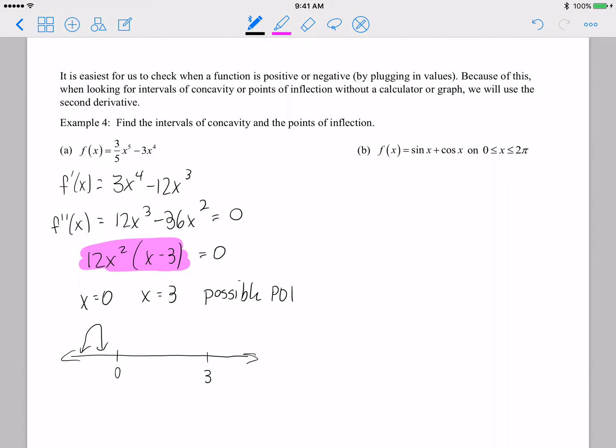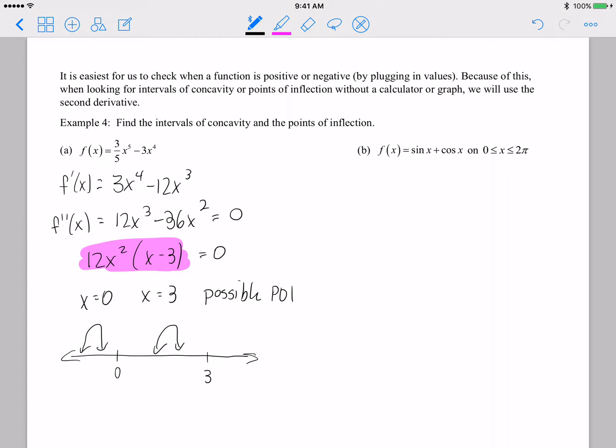Okay, in the middle section, I could plug in either 1 or 2. Either one would be fine. If I plug in 1 for x, then 12 times 1 squared is positive, and 1 minus 3 is negative. And so again, between 0 and 3, the function is going to be concave down. And so what you should notice right now is that x equals 0 was a possible point of inflection, but it is not an actual point of inflection since the second derivative did not change signs, which means that the original function did not change concavity.